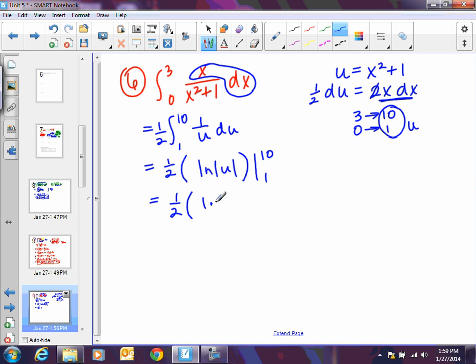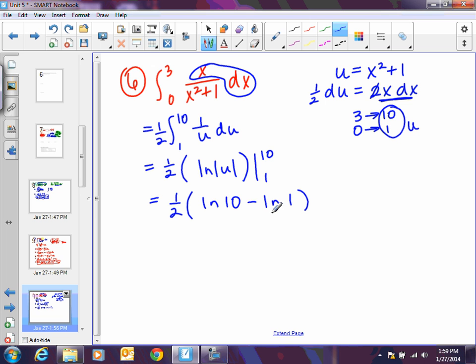So this becomes natural log of 10 minus, and then plug in 1, natural log of 1. And I dropped the absolute value bars. Do you think that's okay? Do you need absolute value bars around 10 to know that it's positive? No, it's not a variable anymore. If you wrote absolute value bars, that would be okay, because the absolute value of 10 is 10. But you're typically not going to see them around numbers like that.